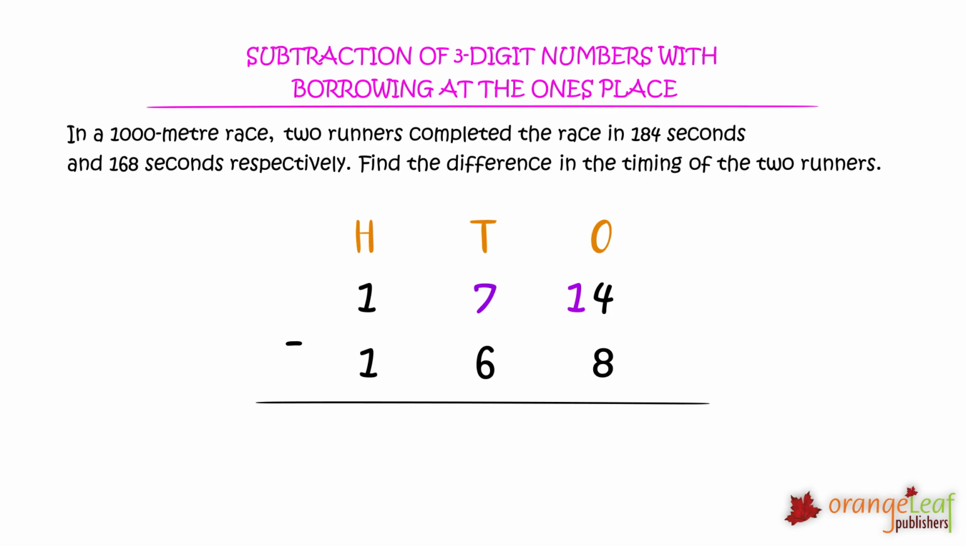Step 1. Subtract the ones, that is 14 minus 8 is equal to 6. Step 2. Subtract the tens, that is 7 minus 6 is equal to 1. Step 3. Subtract the hundreds, that is 1 minus 1 is equal to 0. 0 is in the hundreds place, 1 is in the tens place, and 6 is in the ones place. Therefore, the difference between their timings is 16 seconds.